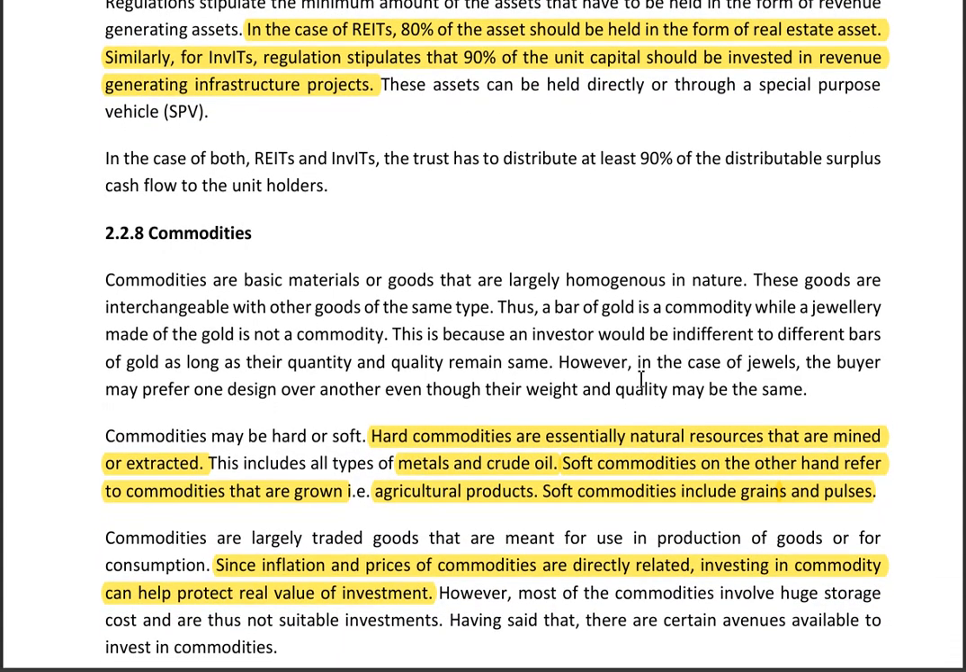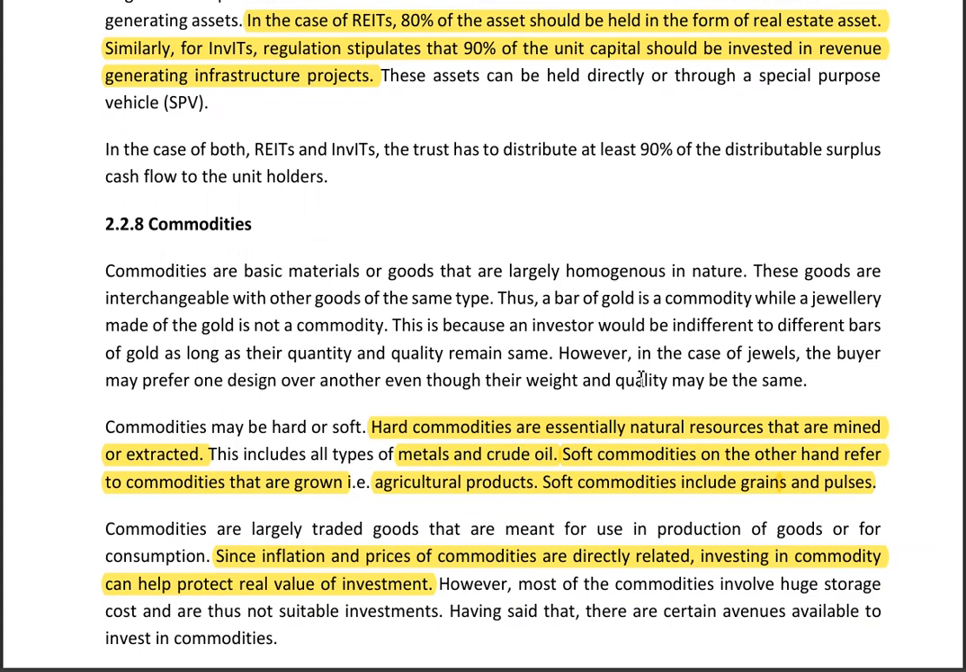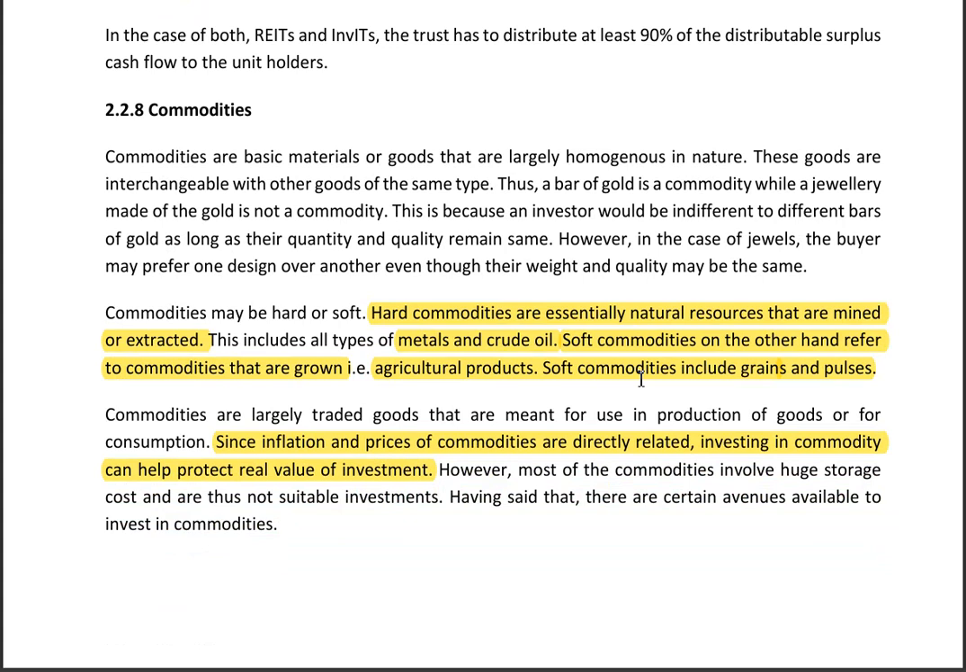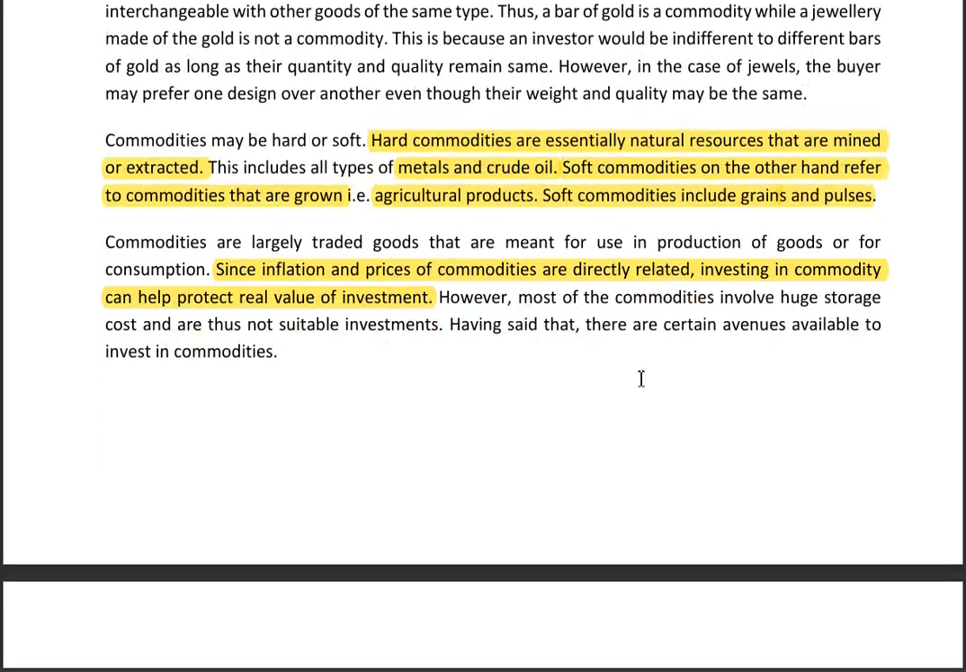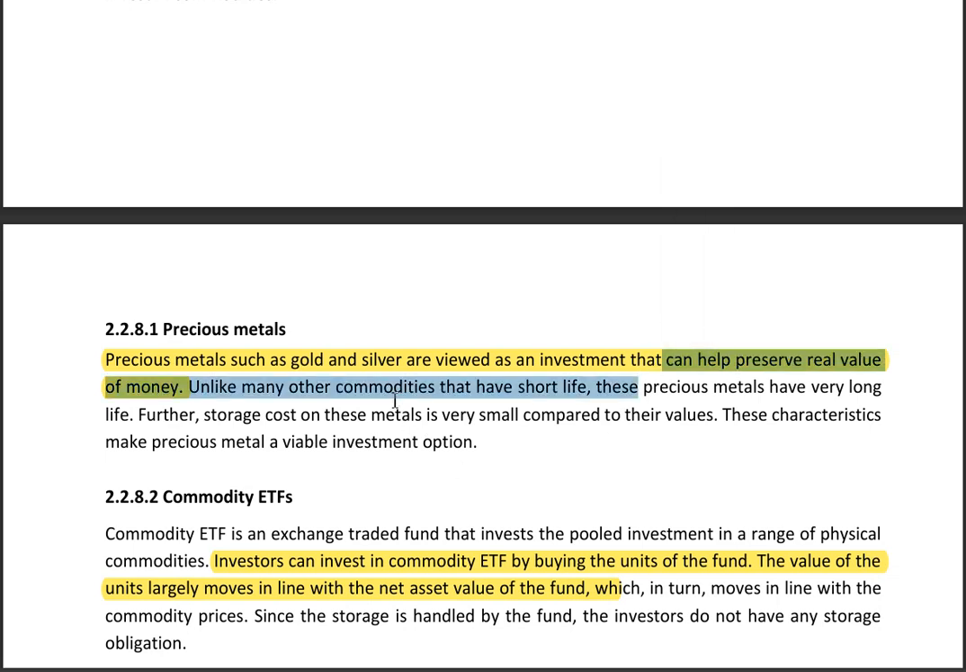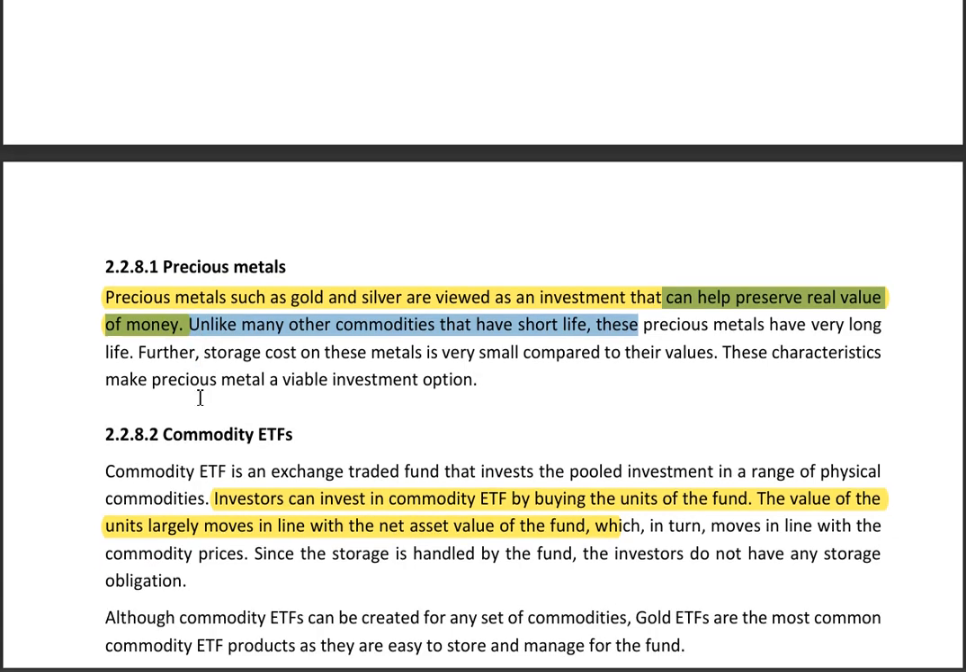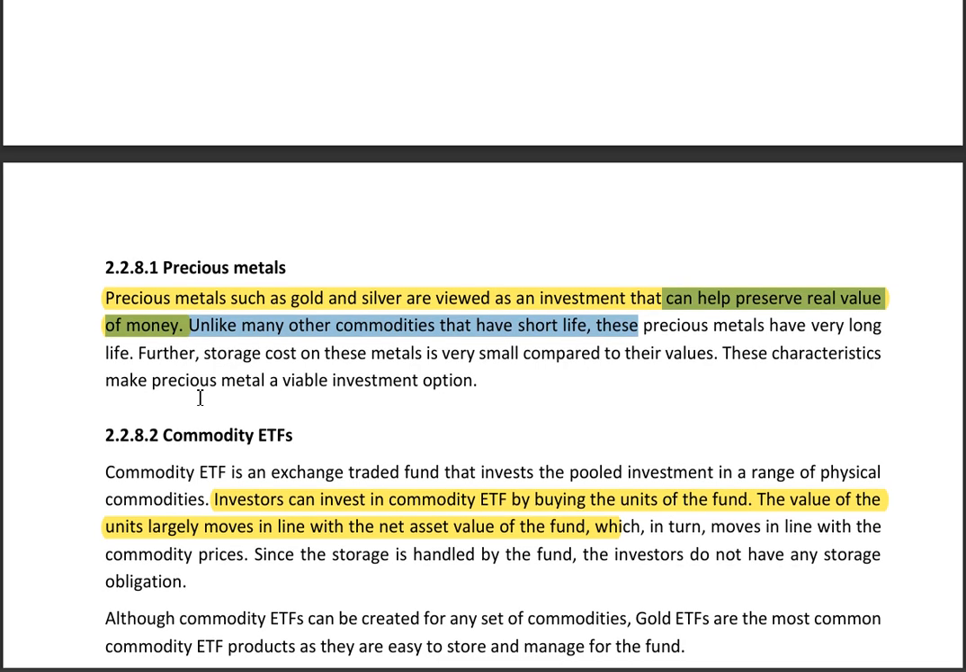Commodities are basic materials that are largely homogeneous in nature. These commodities are soft commodities and hard commodities. Hard commodities are especially natural resources that may be mined or extracted, like metals, crude oil. Soft commodities are examples like agricultural products, grains, pulses, etc. The prices of commodities depend on demand and supply. There are also precious metals. You can invest in gold and silver as an option as well.